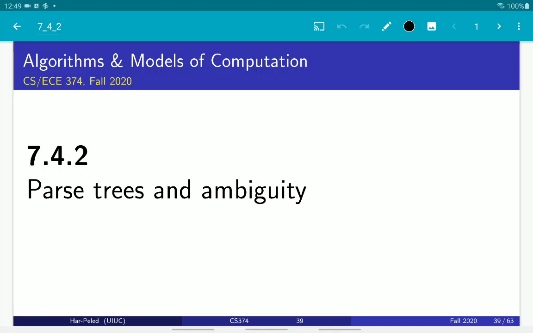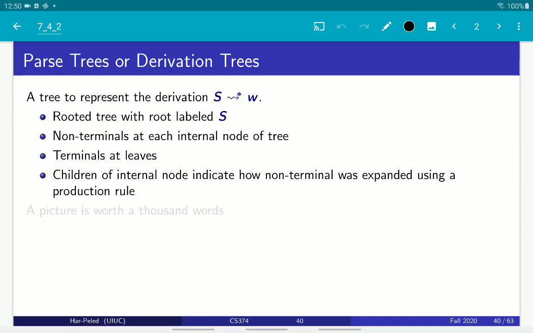Okay, it turns out that the convenient way to think about CFGs is in terms of parse trees. A parse tree is essentially a way of representing the sequence of productions that were used from the start variable to generate a word in the grammar, and it's best explained by just looking at a figure.